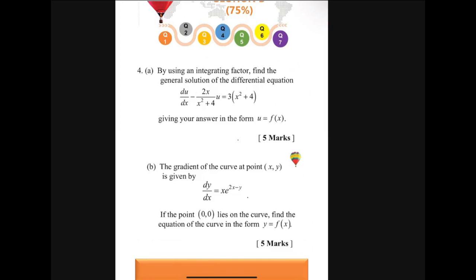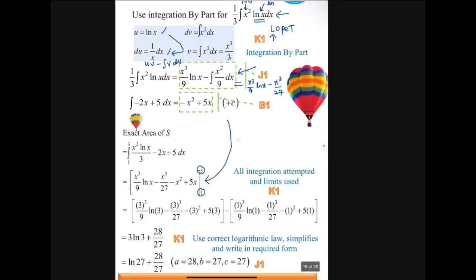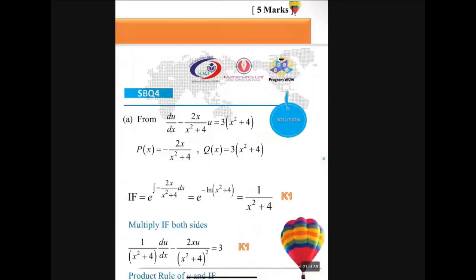So for question number 4A, by using integrating factor, as directly mentioned in the question, you have to use the integrating factor method. You have to solve and find the general solution in the form of u as our main term. Okay, let's check the solution together.